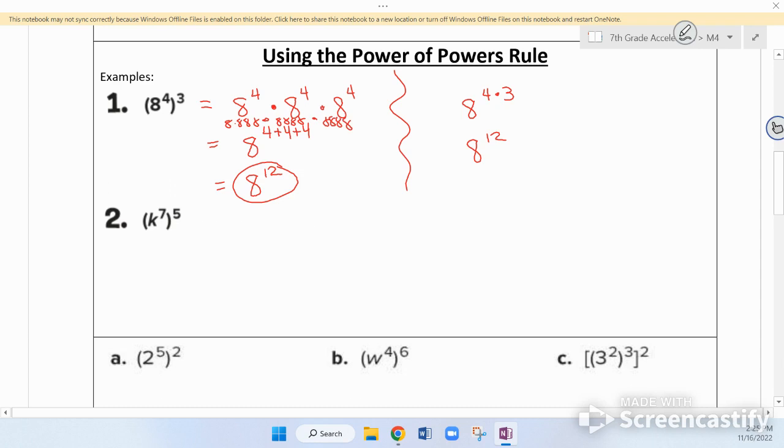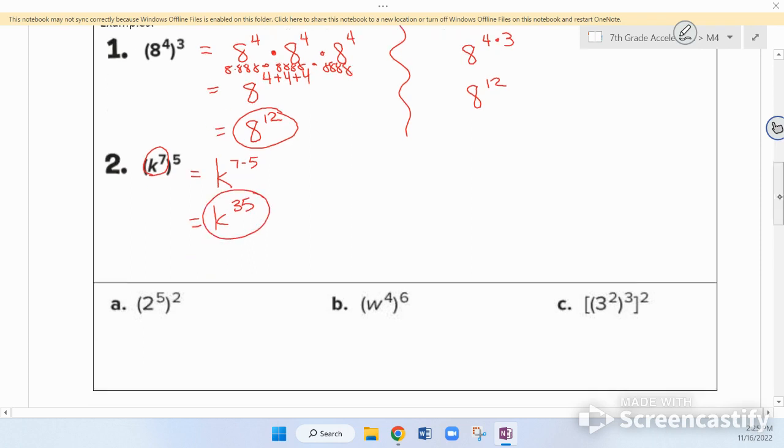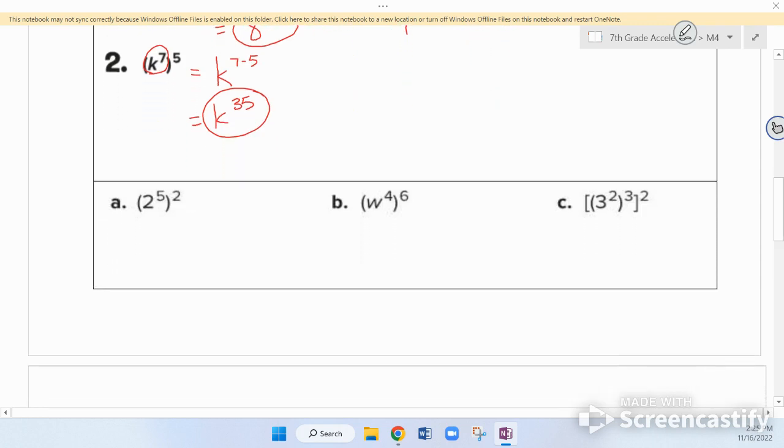So I want you to keep all that in the back of your mind, but you don't have to show all of that. Especially on this one, this would be annoying. I have k to the 7th, and I need to have 5 sets of those 7 k's. So let's just use our rule this time. That's going to be 7 times 5, and that's going to give us k to the 35th. All right, try these ones. Pause, complete these, and then unpause and see if you got the right answer.